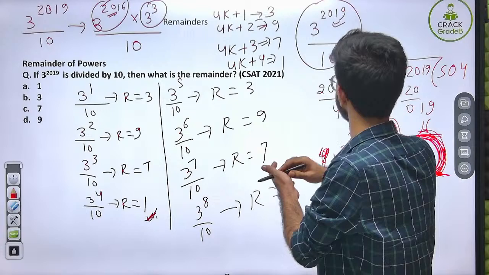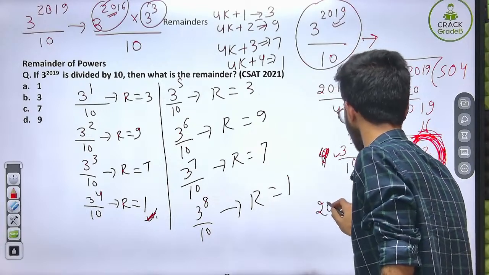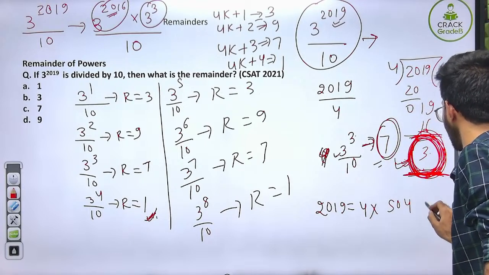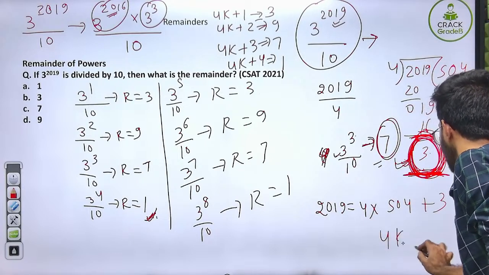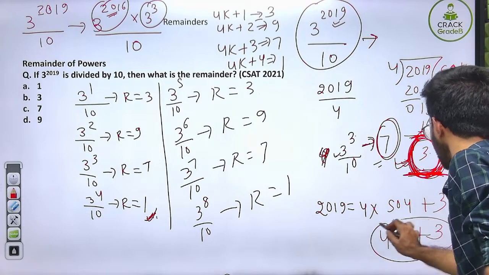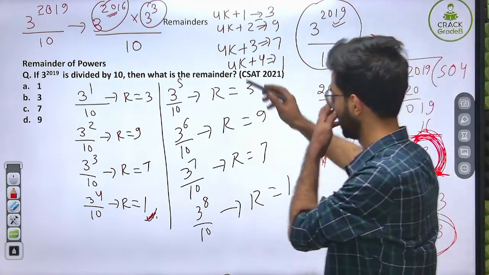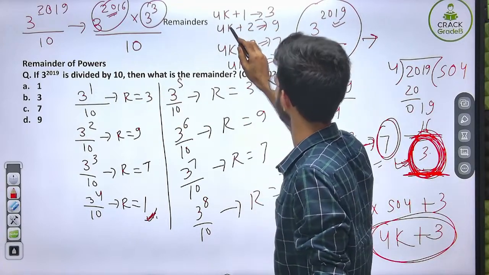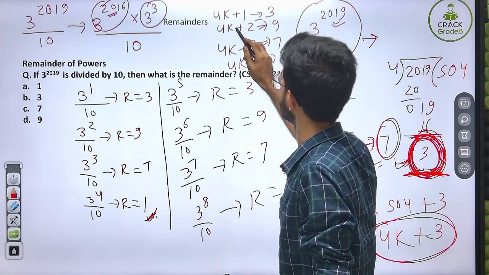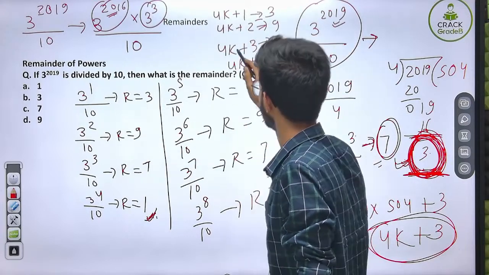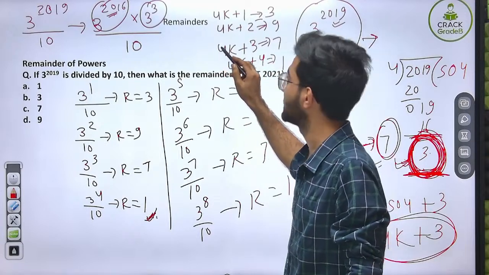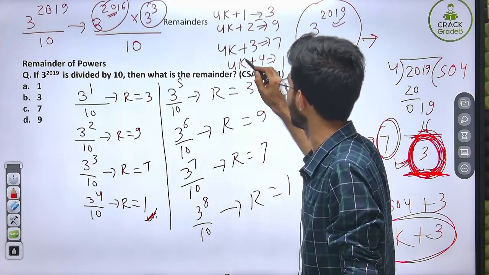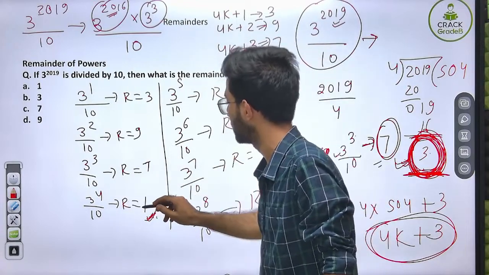And you can notice that you can write 2019 as 4 into 504 plus 3. So you have basically written 2019 as 4k plus 3. See, if you put the value of k as 0, then if the power is 1, remainder is 3. If the power is 2, remainder is 9. If the power is 3, the remainder is 7. If the power is 4, remainder is 1.